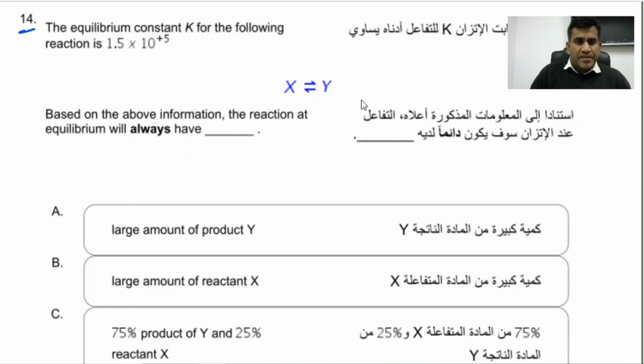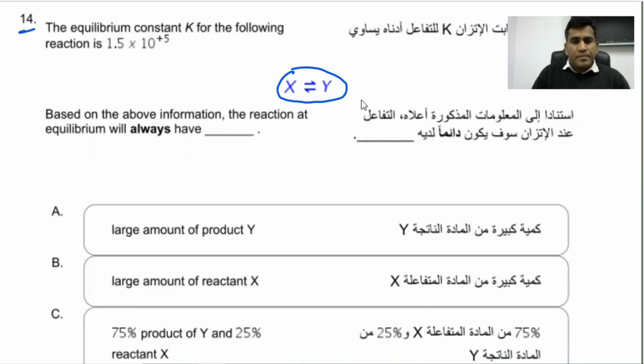Question number 14: the equilibrium constant K for the following reaction is 1.5 times 10 to the power of plus 5. This is the reaction they have given us, and the equilibrium constant for it is given.